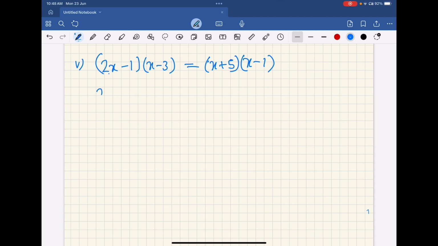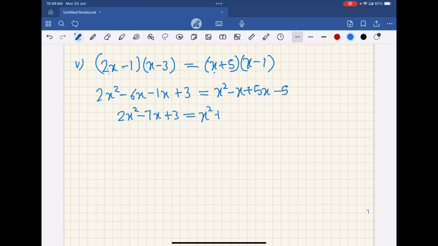So 2x into x is 2x square. Plus into minus is a minus. 2 times 3 is 6. So minus 6x. Again minus 1 into x is minus 1x. Minus into minus is a plus and 1 into 3. So this is what we get. Here x into x, x square. X into minus 1, minus x. Plus 5x and minus 5. Now let us simplify left side. So 2x square minus 7x plus 3, which is equal to x square plus 4x minus 5.